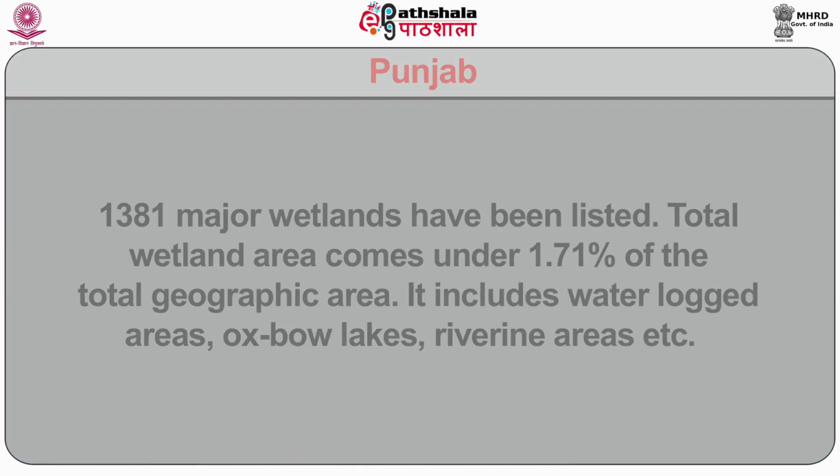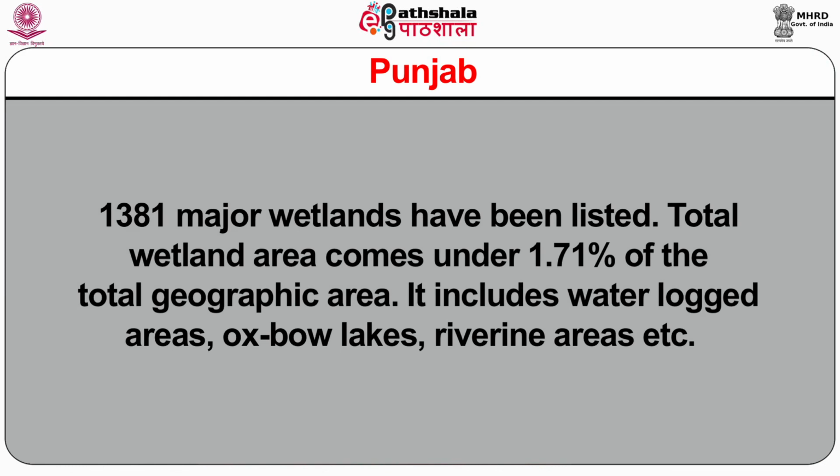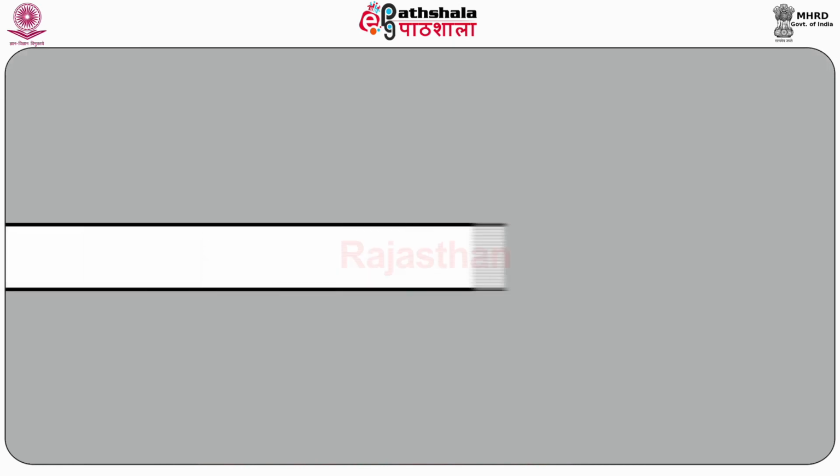Punjab. 1,381 major wetlands have been listed. Total wetland area comes under 1.71% of the total geographic area. It includes waterlogged areas, oxbow lakes, riverine areas, etc. Rajasthan. 12,625 major wetlands have been listed in the survey. It covers an area of 2.29% of the total geographical area. It includes river, stream, reservoir, barrage, etc.